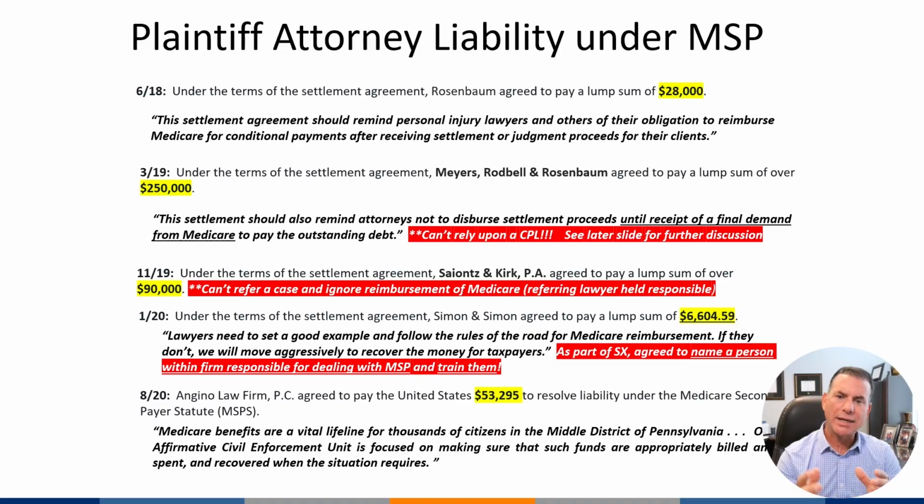And it's important to note in these particular instances where the federal government has gone after personal injury firms, typically they're asking the firm to then take responsibility and have someone internally that deals with Medicare secondary payer issues and is trained on all of these issues, which if you take nothing away from today's presentation other than that, that's a win in my book, because you really need to make sure you understand the obligations and your team understands.